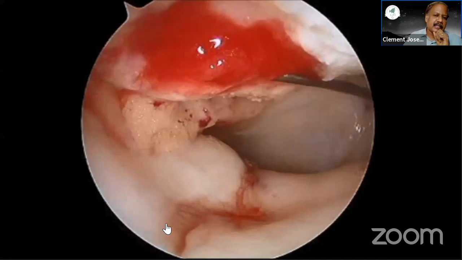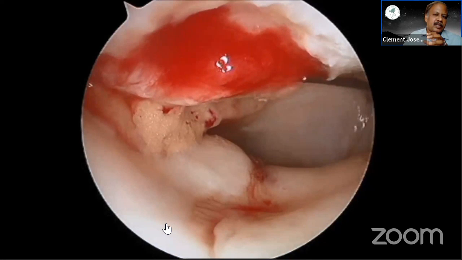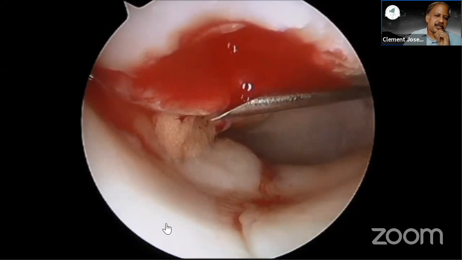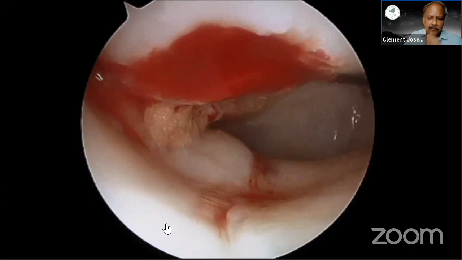So you have to wait for 20 to 30 seconds after the drop comes out of the needle, then inject sequentially. Then you can see a nice clot being formed as you push the BMAC outside. And with the help of the needle, you can nicely mold it all around the defect.